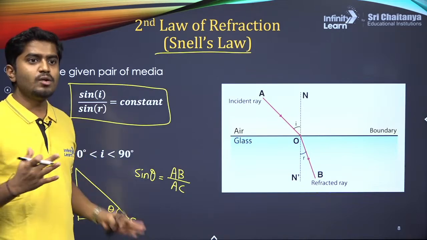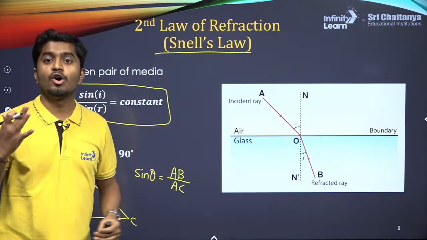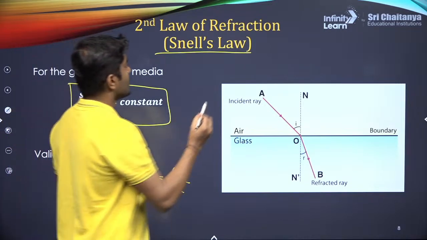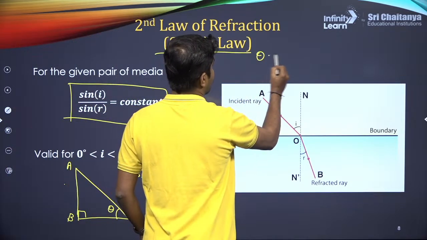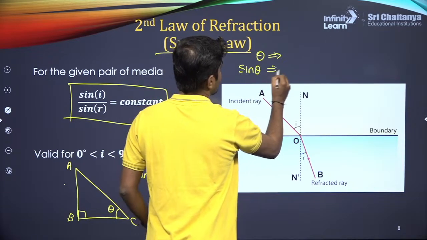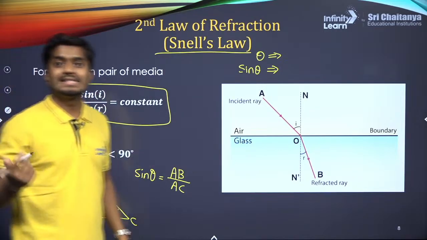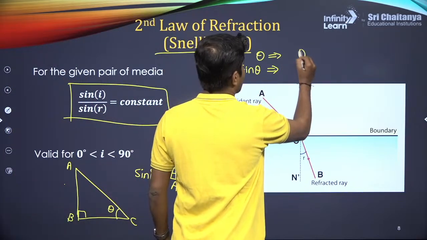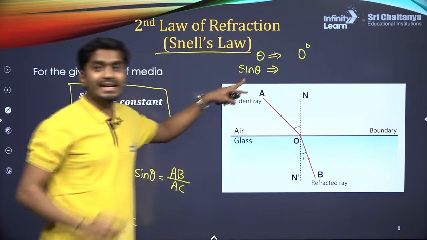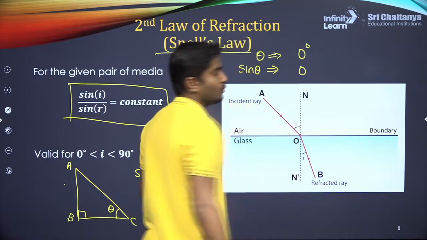Okay. So now I will tell you the measurements of 2-3 angles and their sin theta values. If this angle theta is 0 degrees, then sin theta will also be 0.